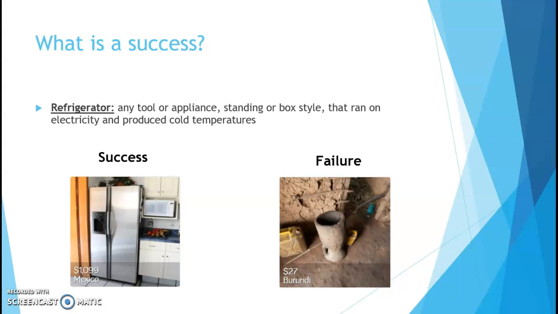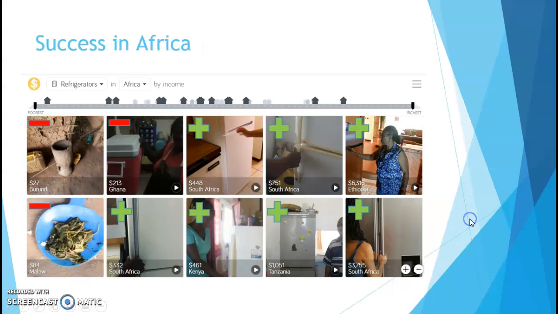So what is a success in this study? I defined a refrigerator as any tool or appliance, standing or box style, that ran on electricity and produced cold temperatures. On the left, you can see in Mexico, that is very clearly a refrigerator. It's electric, it's plugged into the wall, and you can tell that it's going to be producing cold temperatures on its own. On the right, you can see in Burundi, they just have a hollowed out stump to create some shade and some storage for the food. I consider that a failure because obviously it cannot produce cold temperatures and run on electricity by itself.